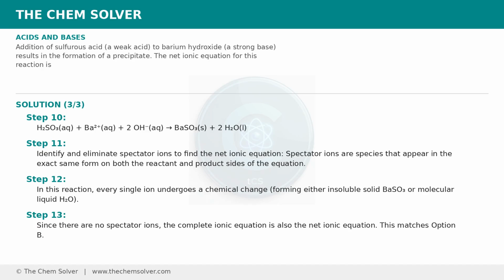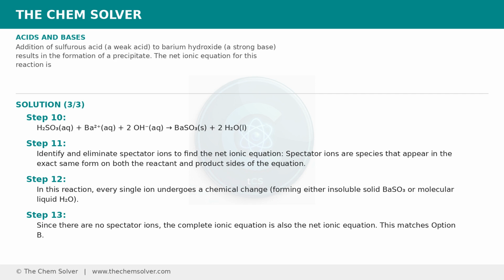Identify and eliminate spectator ions to find the net ionic equation. Spectator ions are species that appear in the exact same form on both the reactant and product sides of the equation. In this reaction, every single ion undergoes a chemical change, forming either insoluble solid BaSO3 or molecular liquid H2O. Since there are no spectator ions, the complete ionic equation is also the net ionic equation.